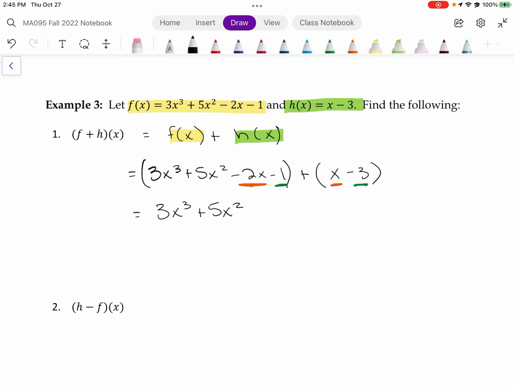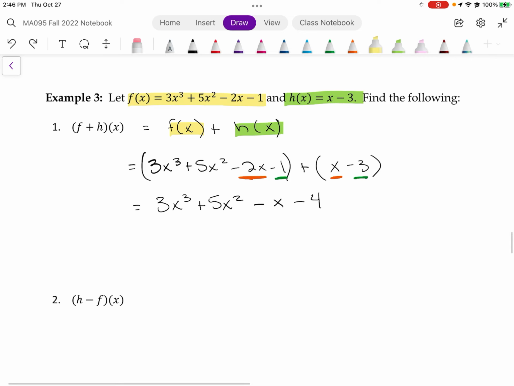Now I've got minus 2x plus x is going to be minus x. And then I've got minus 1 minus 3, and I get minus 4. And it's in order, decreasing degree, so this is in standard form because I go from 3 to 2 to 1 to nothing. All right, so that's the final answer on that.